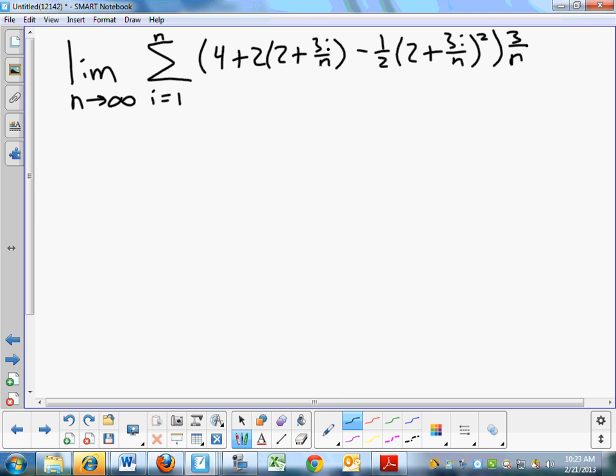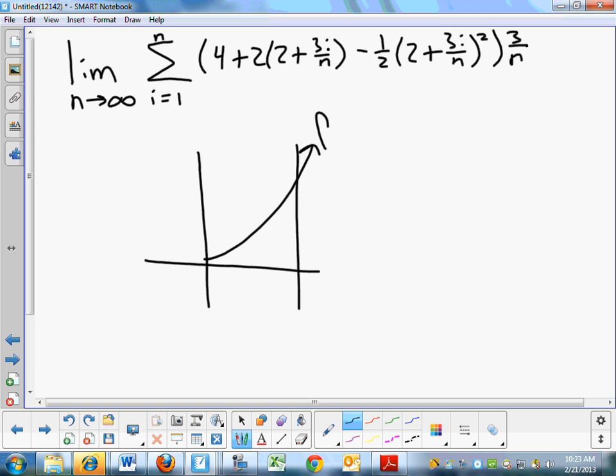Okay, so that's what we have. Now, I want you to think of this function. You don't have to draw this, but this is very, very important for you to understand. If I were to take a function, we'll call this function simply f of x, and I find that area, and let's say that area is bounded from 0 to 3.